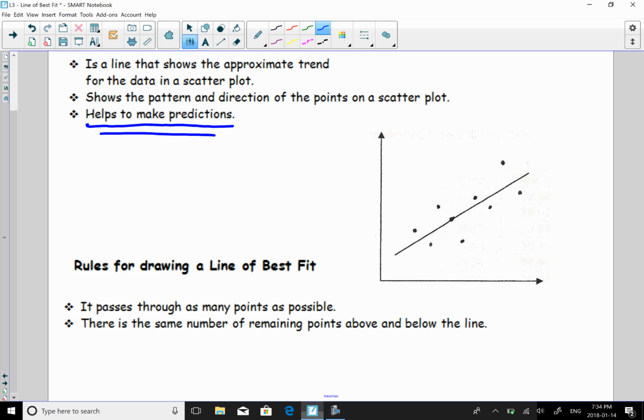So two main important rules. It passes through as many points as possible. There's the same number of points above and below, so you want to approximately have the same amount of points above and below. And also don't forget that it has to follow the trend. So you don't want to draw the line the wrong way. If it's positive, it's going to go up. If it's negative, it's going to go down.